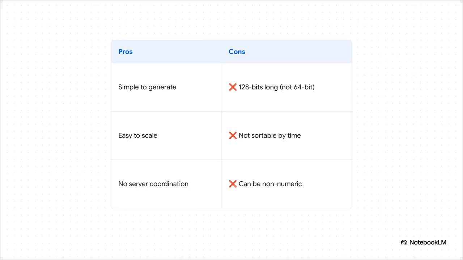So you'd think this is it, right? Problem solved. Well, not so fast. UUIDs are fantastic for being unique, but they fail 3 of our rules. They're way too big, twice our 64-bit limit.